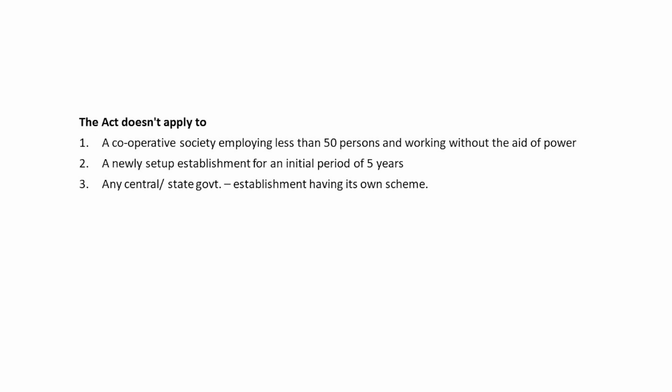But this act won't be applicable to a cooperative society employing less than 50 persons and working without the aid of power. A newly set up establishment for an initial period of 5 years will not be covered. Also excluded are any central and state government establishments or establishments having their own scheme. Sometimes if they are running better schemes, it is not necessary to enroll all these employees under this scheme. And if someone has started a new industry, the government does not want to burden it unnecessarily, so this relaxation has been given for 5 years, so they can set up their business and employ people, and later be included into the social security scheme.